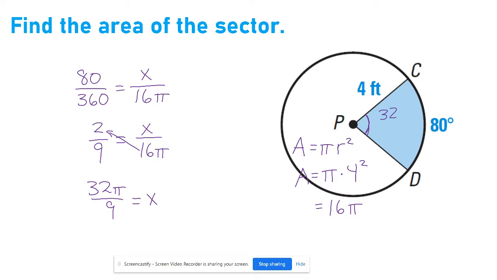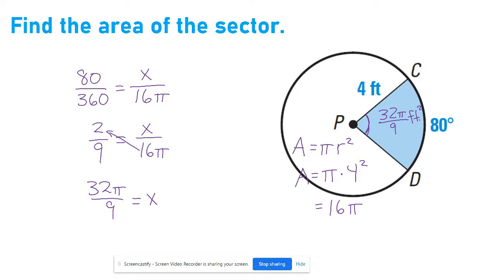So for the area of my sector, if you wanted to plug this into a calculator and get a decimal approximation, you could do that. But it's 32 pi over 9. And because it's area, I haven't really been putting units on any of this, and some of them haven't even had units to use. This one has feet. So I'm going to do feet. And because it's area, it's going to be feet squared. Area is always a square unit. So the area of that blue sector is 32/9 pi feet squared.